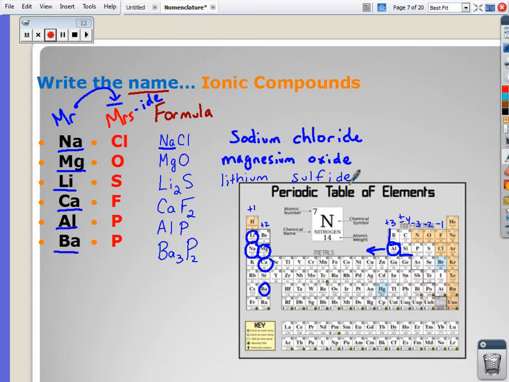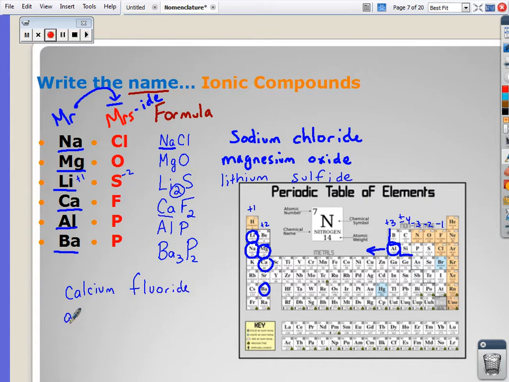So what do these little numbers mean down here, this subscript? Does that have anything to do with the name? Nope. It has to do with how they're playing throw and catch. So that's written properly already. You don't need to worry about it when you see a correctly written formula. You just name it. So you ask yourself, calcium's a metal, so I'm going to name it calcium. He keeps his name, he's the Mr. And fluorine, she changes her name to fluoride.